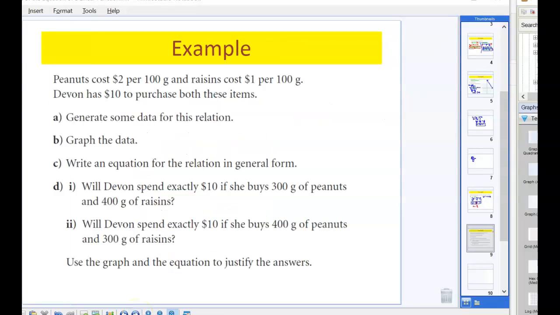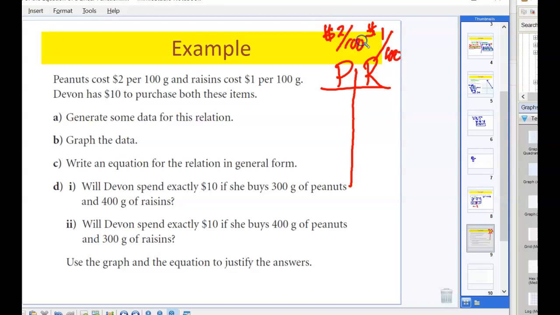Okay, in our next example, we have an application question, and it says Devin has $10 to purchase these items. Peanuts cost $2 per 100 grams, and raisins cost $1 per 100 grams. Generate some data for this relation. So we're going to graph the grams of peanuts and raisins he could buy if he chose to spend all of the $10. So again, raisins were $1 per 100 grams, and peanuts were $2 per 100 grams.